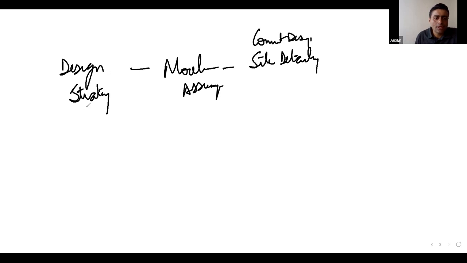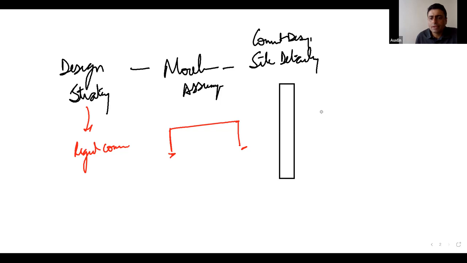Let's say you decided that you have to have rigid connections. You even made your model in such a way that there were no releases. But while designing the connection, and let's say while providing it on site, you provided a connection which was not rigid enough, or it was not able to resist the end movements. Do you understand? So let's say I provided a cleat connection like this. Are you with me so far? So my design strategy was to have a rigid connection. I made a proper model also, but when designing the connection and when going for the site detailing, I provided a cleat connection like this, which does not behave rigid enough.